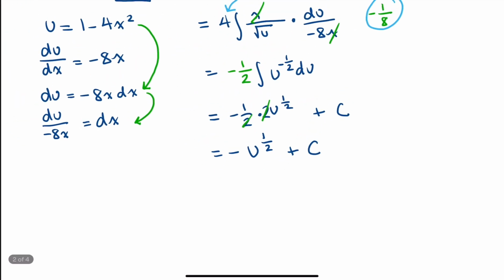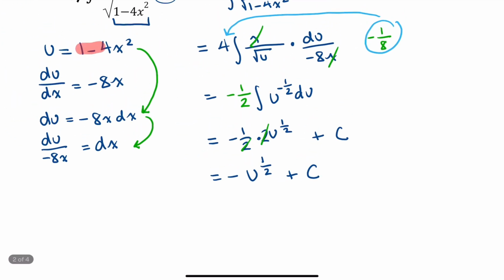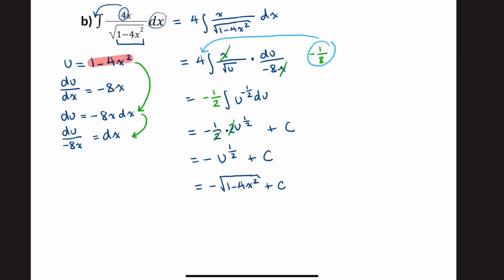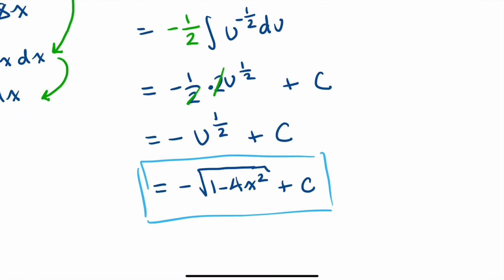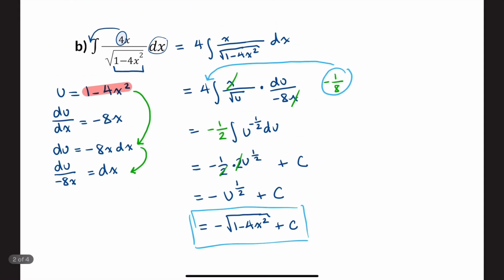And then we can just replace u with 1 minus 4x squared. And I'm going to change this to the square root that we're usually used to. And so this is your most general solution. And if you don't believe me, try taking the derivative of this, and you're going to get what you started with.